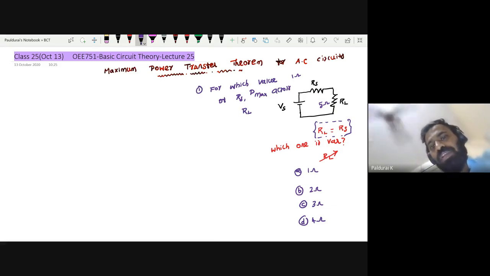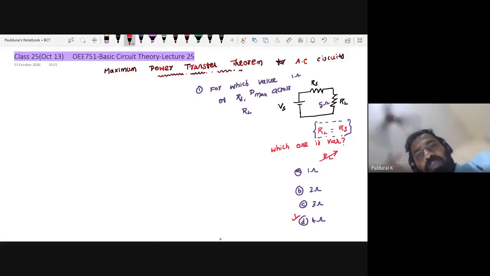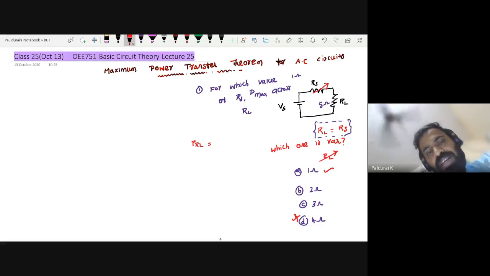Read the question carefully. Straight away, what will we choose? We are thinking RL equal to RS, so we would choose option D, but that is wrong. The answer is 1 ohm. Why 1 ohm? Since this time RS is variable. You know the power formula across RL: power equals I squared RL, where I is Vs divided by RS plus RL.